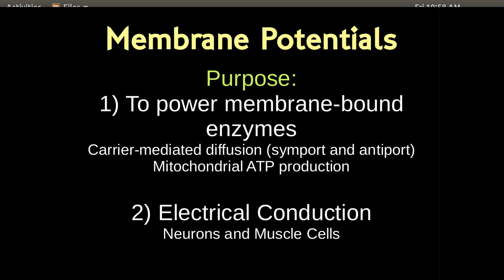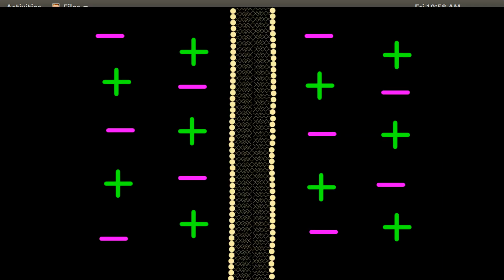The other purpose of a membrane potential could be that we want to have electrical conduction within this cell in some way. And so in order to do that, we need to build up a membrane potential first in order to enable that electrical conduction. This is something that happens most commonly in neurons and muscle cells, but actually happens all over the place, including like your liver cells conduct electrical potentials across to communicate with each other and a few other strange places you might not have thought about.